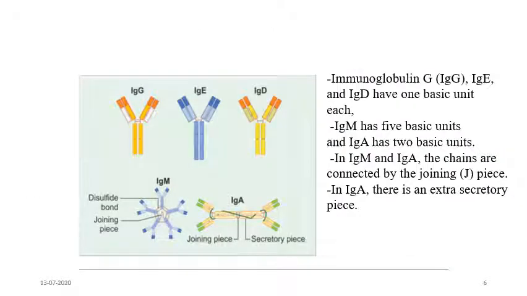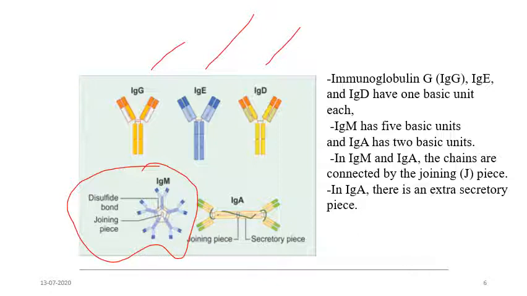So immunoglobulin, remember, basically has a Y-shaped structure which is known as a monomer. IgG, IgE and IgD are monomers which consist of only one basic unit, whereas IgM is a pentamer which consists of 5 such monomers, and IgA is a dimer which consists of 2 such monomers.